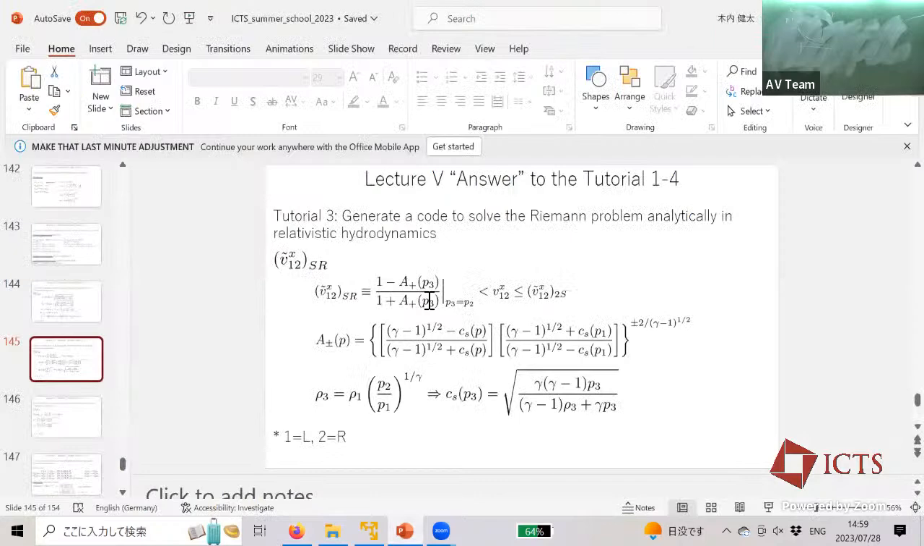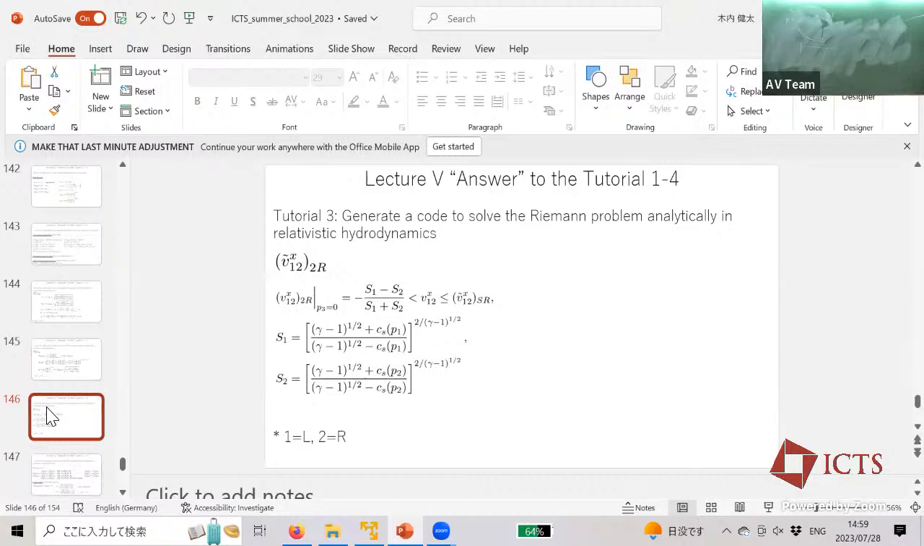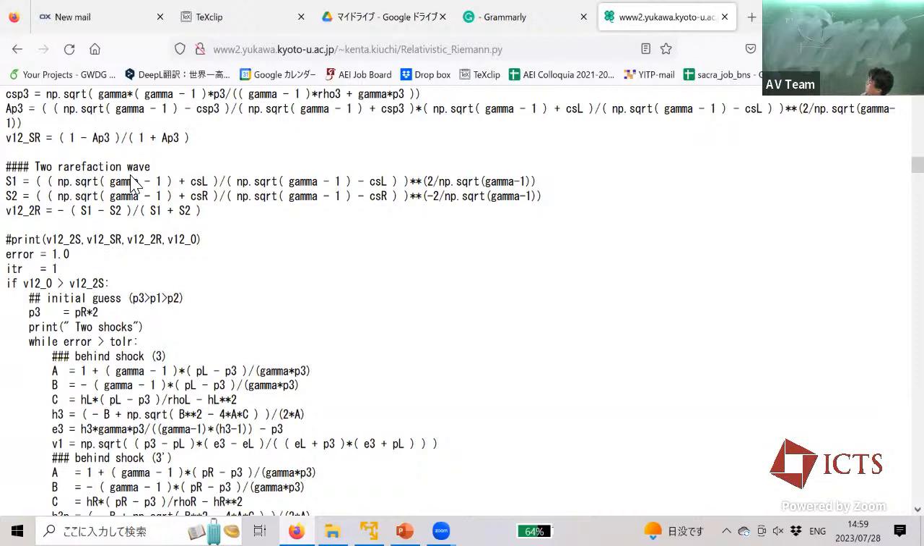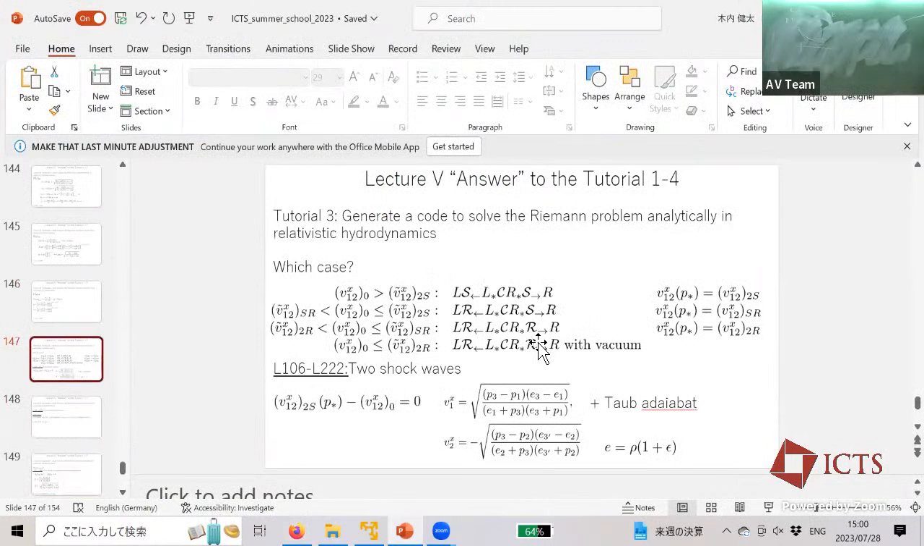The final one is the two rarefaction wave case. In the two rarefaction wave case, Vx tilde 1 to L is given by this one, with S1, S2, and upper S1 and S2. This is a direct implementation like this. S1 and S2 are functions of the left and right hand side pressures, and you calculate the relative velocity for this limiting case, V1 to underscore 2R. So now you have three limiting cases, and by comparing with the initial relative velocities, you can guess which case applies in this problem.